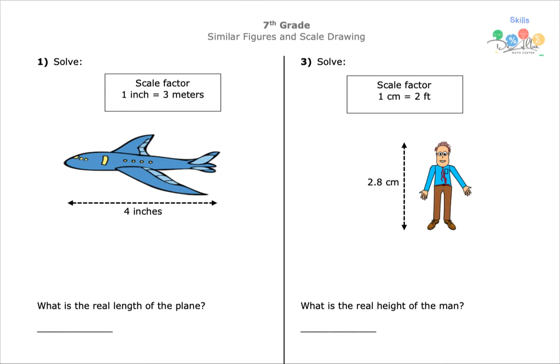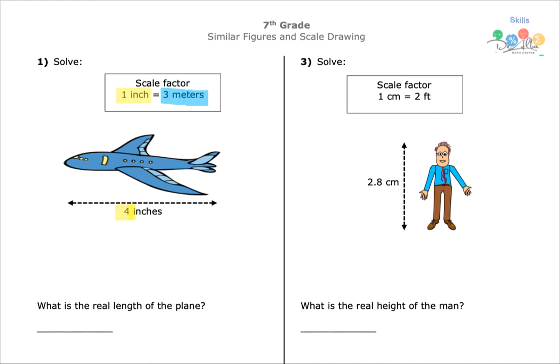Okay, the first question on the left side says, solve, and a scale factor is given and then the measurement in the scale model is also given. So the way we do this, we identify different measurements with different colors. So 1 inch is going to be 3 meters. So that's going to be the scale factor. What it means is that for every 1 inch, they are representing 3 meters, right?